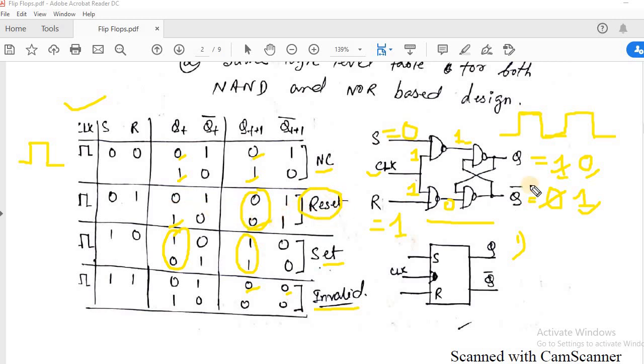Means you have to explain by these diagrams. Then third, when S equal to 1, R equal to 0, explain how this is a set state. And again at step 4, if S and R both are 1, then how it becomes invalid. So you have to individually explain all the 4 stages. So this is the operating principle of a NAND based SR flip-flop.